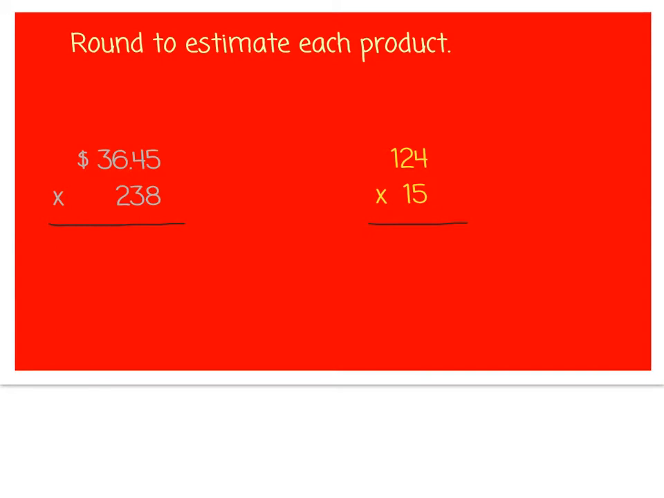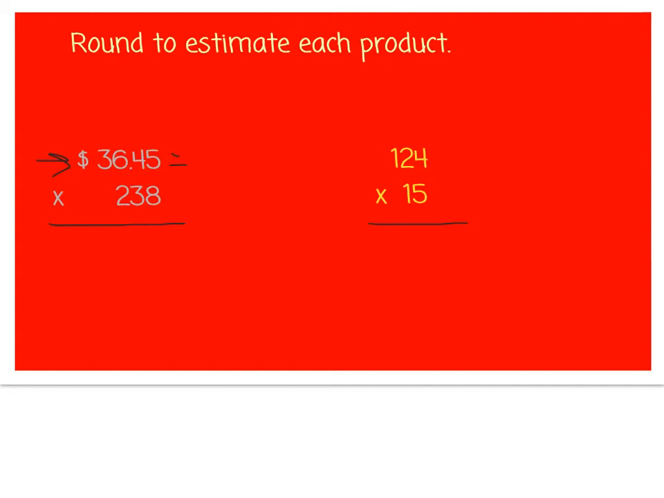Okay, so this time I want you to pause it and try it on your own. Now notice we do have a money amount right here. Okay, that's not going to change anything except now that we are going to have a dollar sign and a decimal, but it's still going to work the same way.